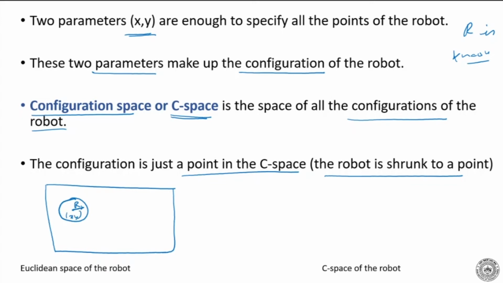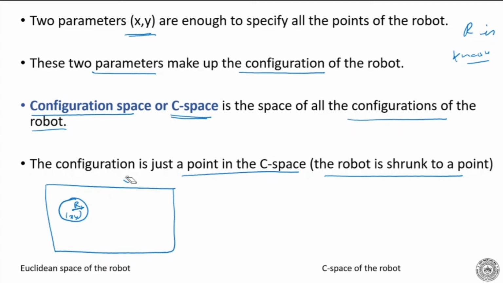Okay, this is my workspace. Now the configuration space is a collection of all the configurations of the robot, all the possible configurations. Now obviously this robot cannot go out of this boundary. It cannot go like that. So this point is out of the configuration space.